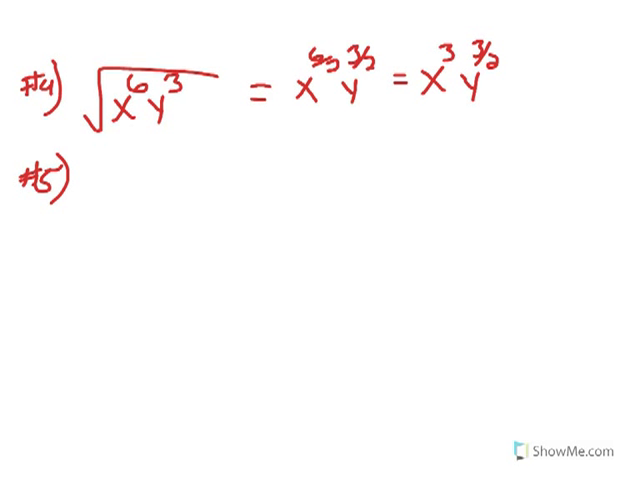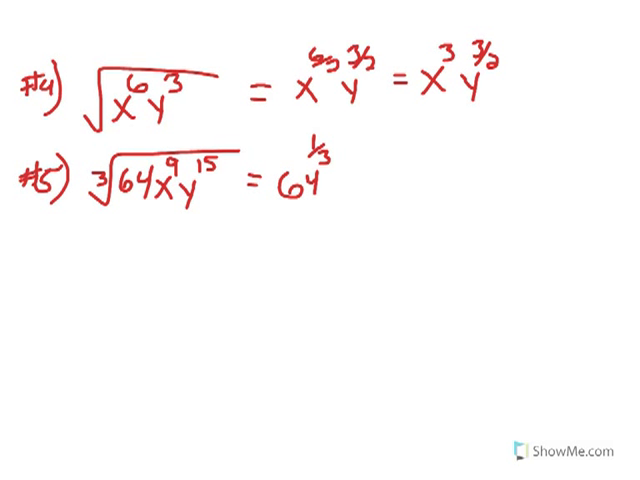Number 5, we have the cube root of 64 x to the 9th y to the 15th. So that would be 64 to the 1/3, which means the cube root of 64, which we found out earlier was 4. 4 times 4 times 4 is 64. And then x to the 9/3 reduces to 3, and y to the 15/3 reduces to 5. So we get 4 x cubed y to the 5th.